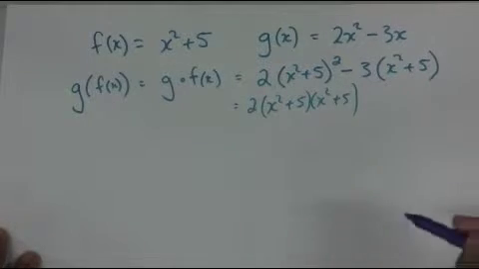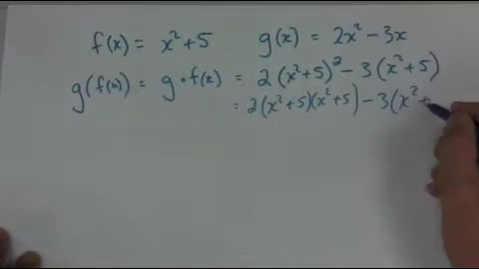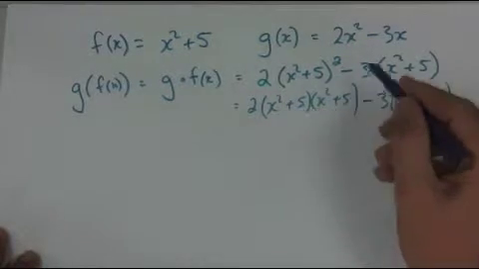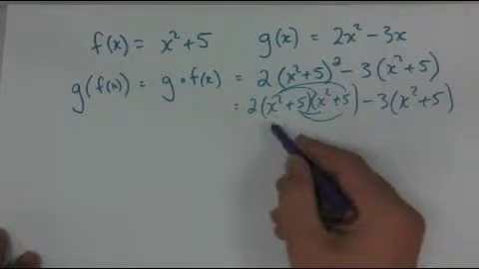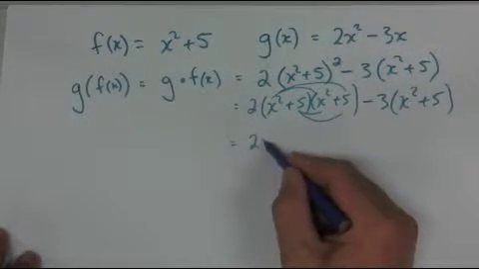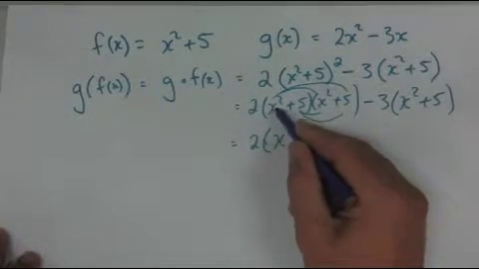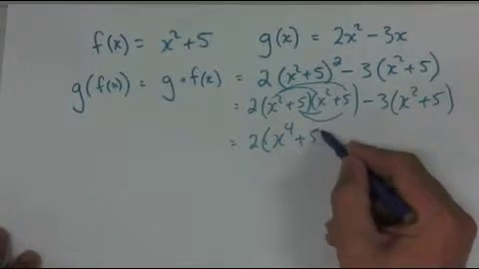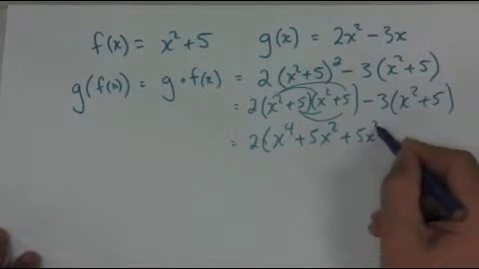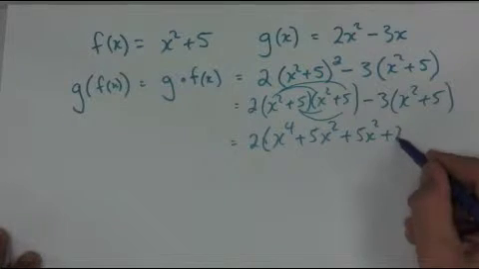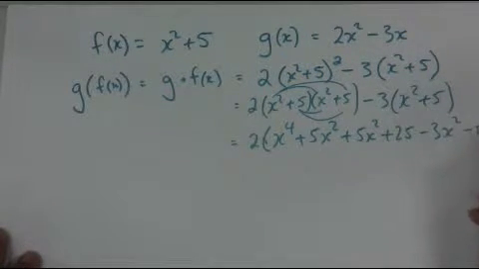So multiplying it out, or expanding it, I'm multiplying two sets of brackets. So we do the first by the first, first by the second, and so forth. So we get x squared times x squared is x to the power of 4. x squared times 5 is plus 5x squared. 5 times x squared is plus 5x squared. And 5 times 5 is 25. Multiplying this part out, it's minus 3x squared, take 15.